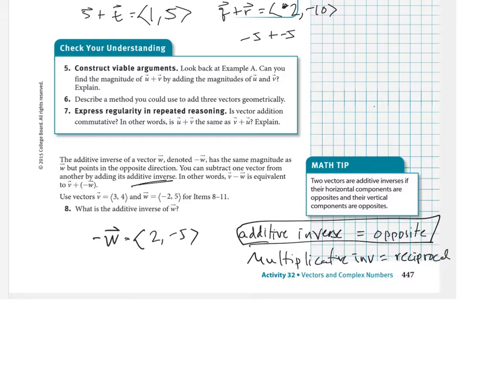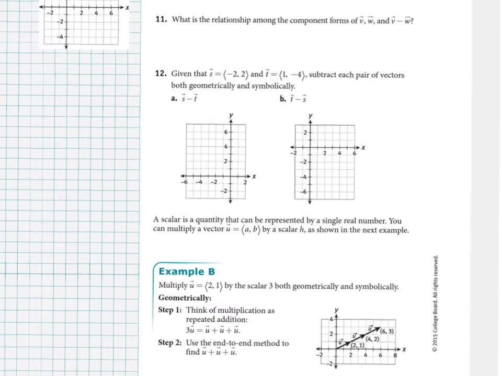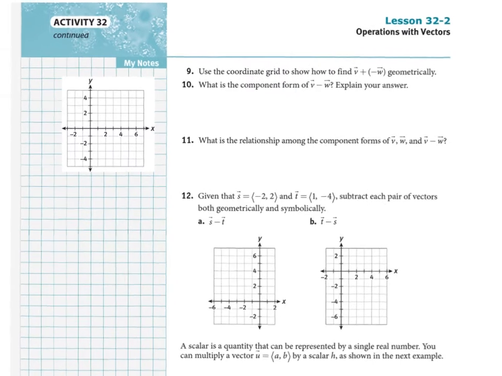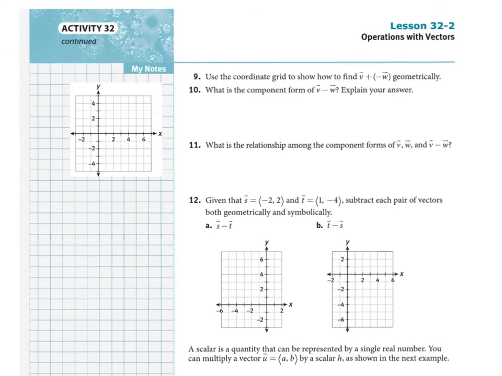And then, of course, the next thing we're going to do is subtract these vectors graphically and symbolically. And they're going to call it symbolically, which is weird because it's just the numbers. So we're going to take a look at number 9 here. And number 9 uses from number 8, which is a little bit awkward.